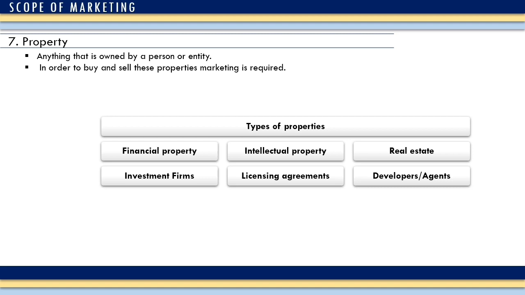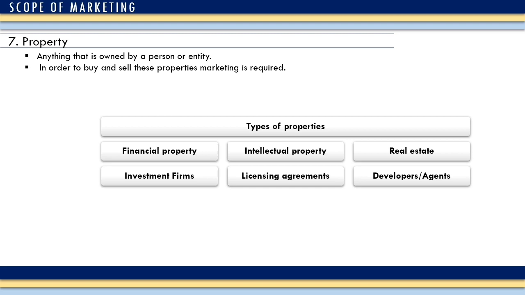Generally, when you think of property, what comes immediately to your mind is buildings, bungalows, apartments, luxurious villas. So these are real estate properties, but when we say property from the perspective of marketing, it is not just limited to real estate properties. It also includes your financial assets. It also includes intellectual property, because it is not just real estate that can be marketed, but other forms of properties can also be marketed.